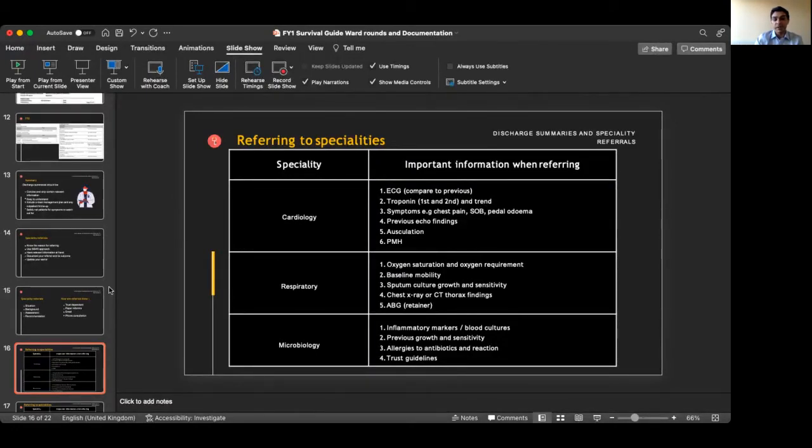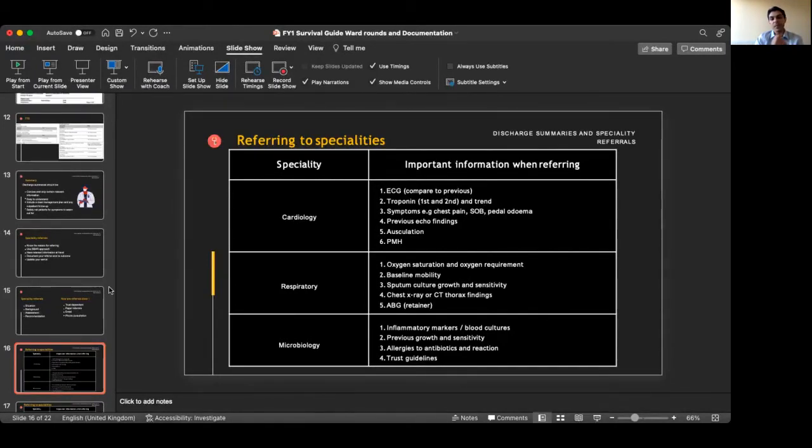When referring to respiratory, it's important to let them know of any radiological investigations you've done, such as chest X-ray or CT thorax, and what the findings are, whether there are any new findings, or even if it's clear, so they can have an accurate picture. Or if you've done an ABG, just let them know the results of this ABG.